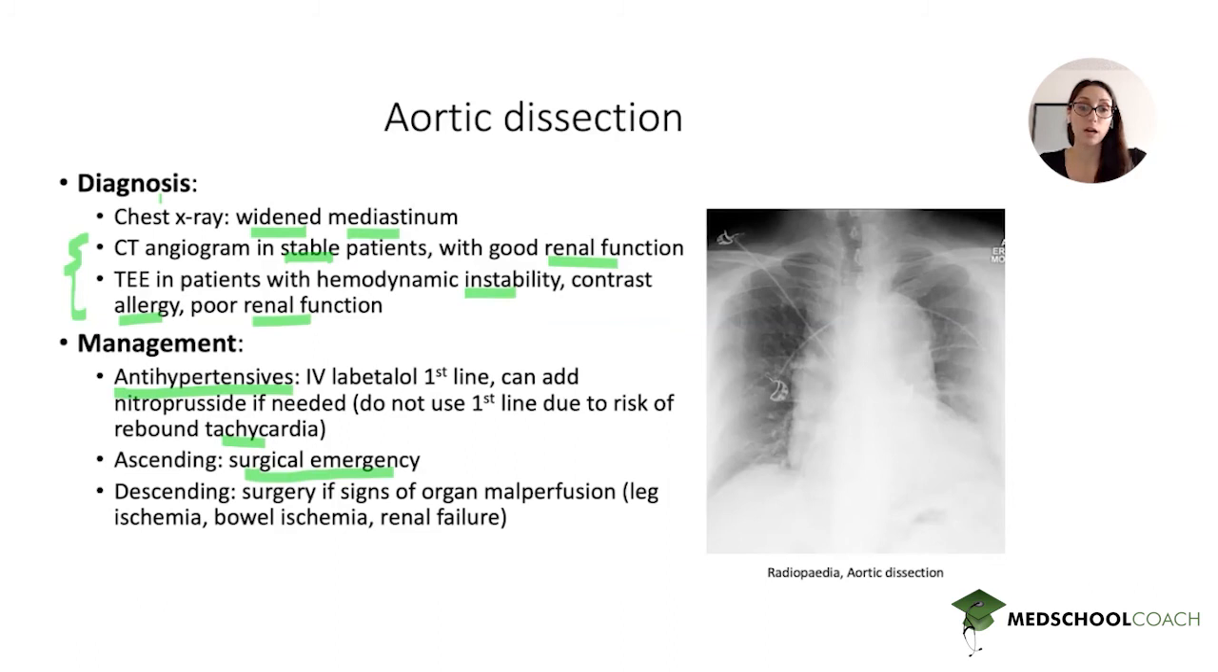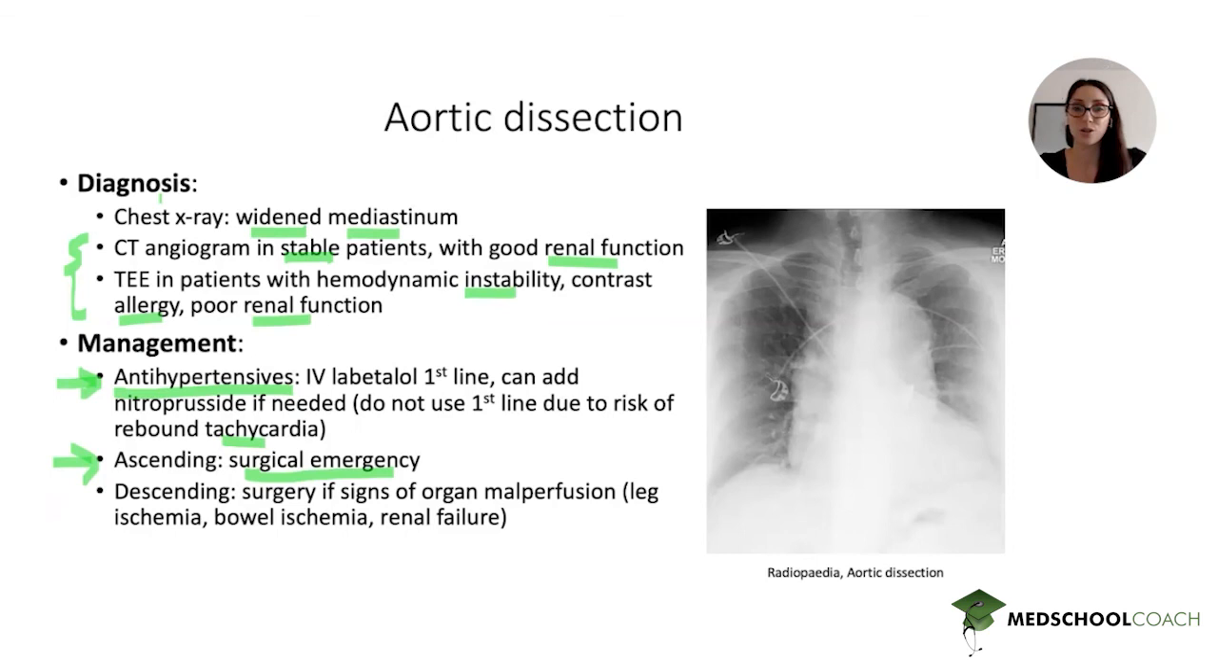And then for a descending aorta, the indications for surgery depend a little bit on whether there are signs of organ malperfusion. So if there's evidence of leg ischemia, bowel ischemia, or renal failure due to renal ischemia, those would be indications for surgery, but not all patients with a descending aorta need surgery. So it depends a little bit on what the other parts of the presentation are, but certainly you will be tested on the fact that an ascending dissection is a surgical emergency, and you will be tested on the fact that all patients, whether ascending or descending, need an antihypertensive, and IV labetalol is first line here.